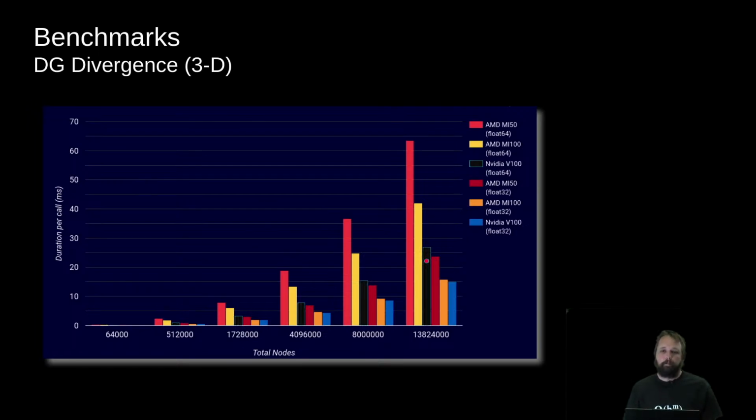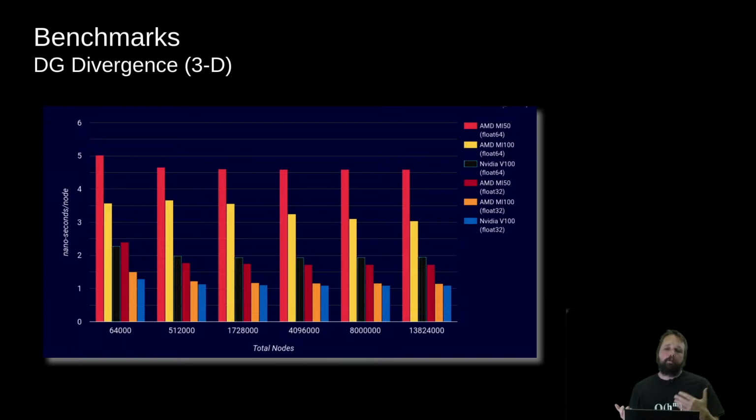Now if you look at this, if you take each of those runtimes and divide by the total number of degrees of freedom here, the total number of degrees of freedom being basically those 8 by 8 by 8 multiplied by the number of elements, you get a cost, or in some sense a cost per node for these calculations.